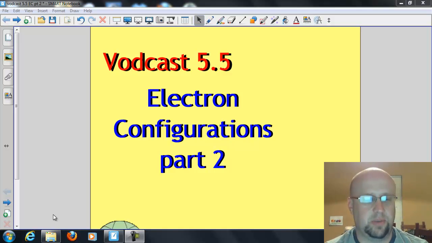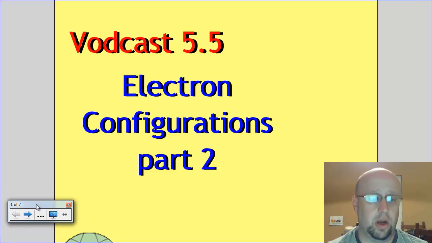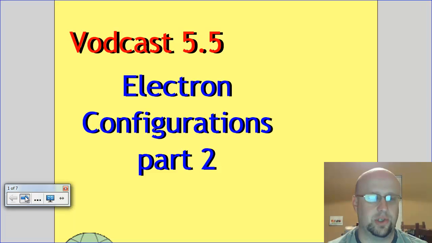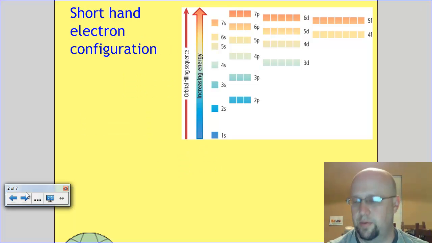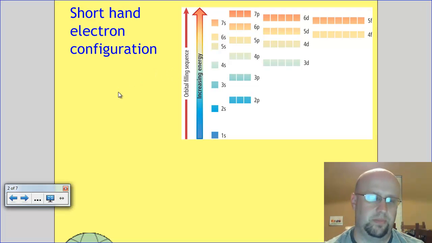But as you guys probably noticed, doing electron configurations the way we were doing them in the longhand model is long. I mean, it's tedious and it takes a little while. So we're going to talk about how to shorten this up. And the first way that we'll do that is with something called shorthand electron configuration.